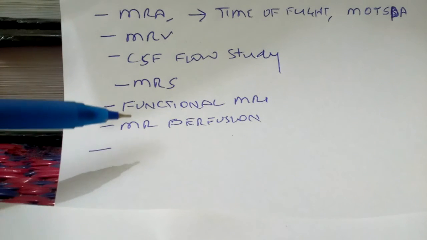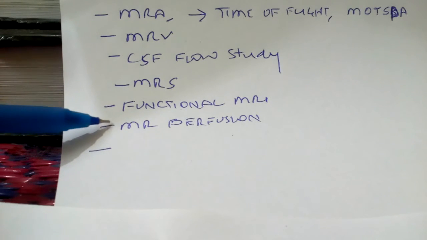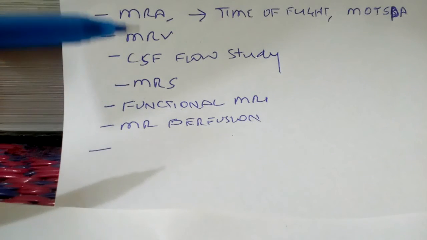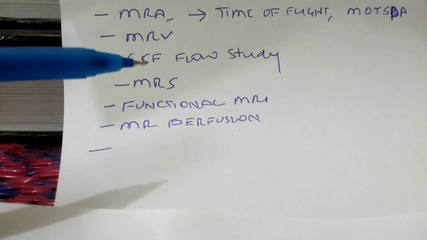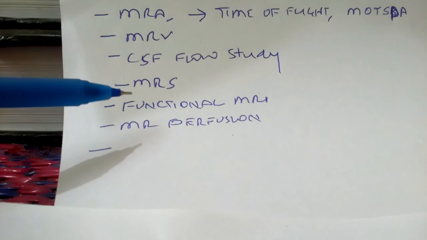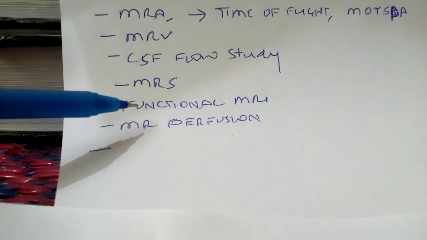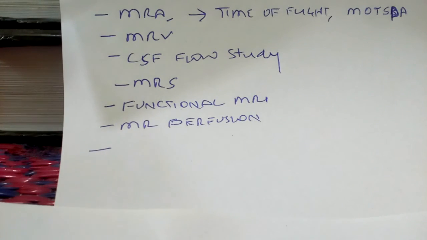MR perfusion study is another study which will help in assessing the amount of perfusion of contrast into certain tissues, and based on that, the cerebral blood flow and cerebral blood volume are checked. So these are all the techniques. Apart from that, there are other techniques like FLASH and spin echo, and these are way beyond what is needed for understanding MRI at this level.